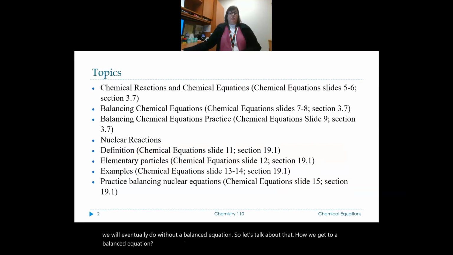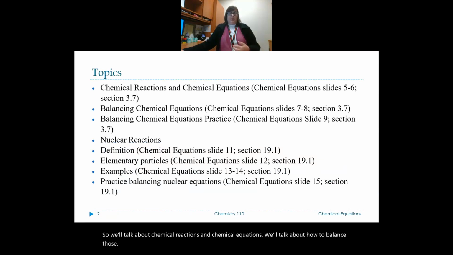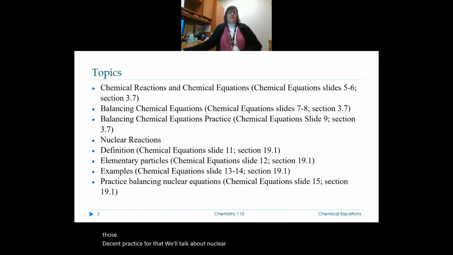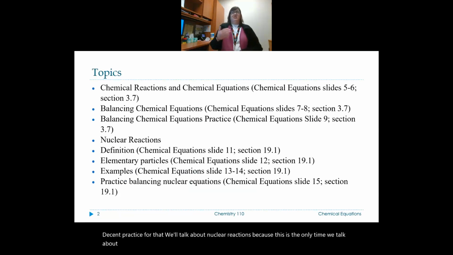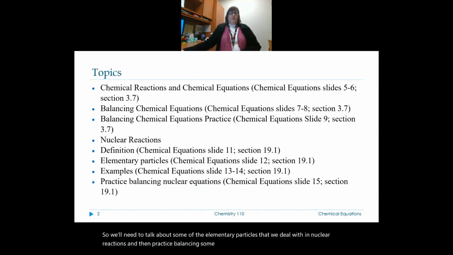So we'll talk about chemical reactions and chemical equations. We'll talk about how to balance those. We'll do some practice for that. We'll talk about nuclear reactions, because this is the only time we talk about it. So we'll need to talk about some of the elementary particles that we deal with in nuclear reactions, and then practice balancing some nuclear reactions. Again, we're only going to talk about balancing nuclear reactions. We're not going to talk any more about them, but it is part of the balancing of equations that we need to do.